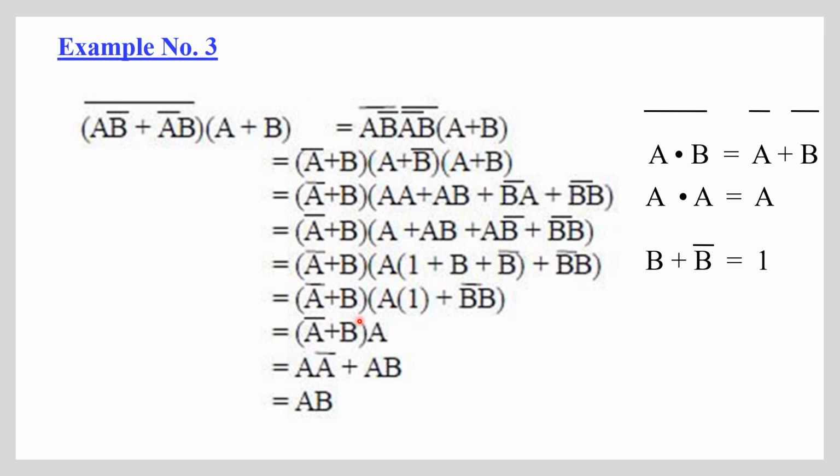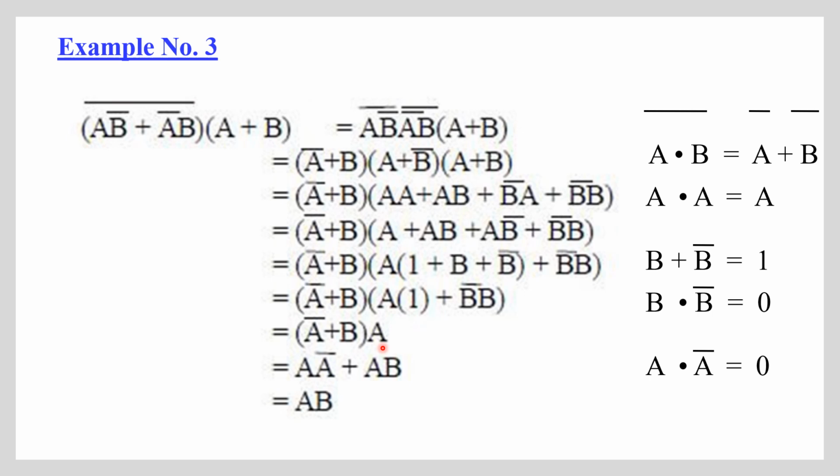So a bar plus b, a into b, b bar b. Okay. So a into 1 is a, and b bar into b is 0. So this term vanishes. So what remains? A into 1, that is a. So (a bar plus b) into a.